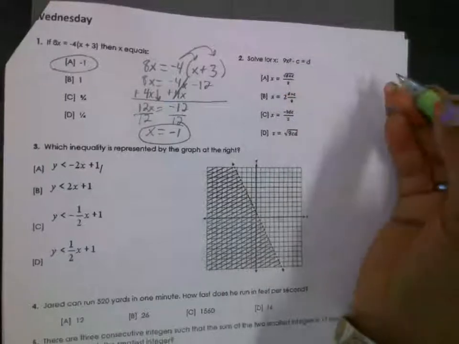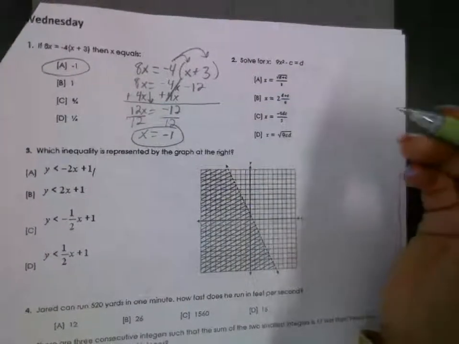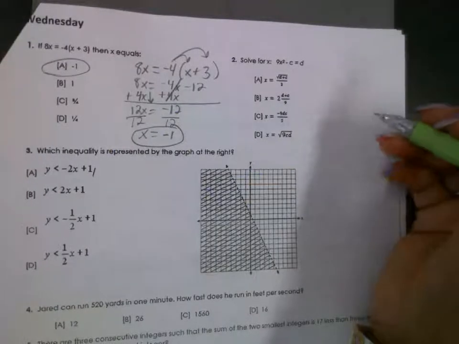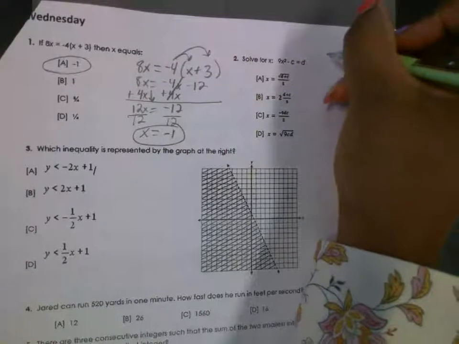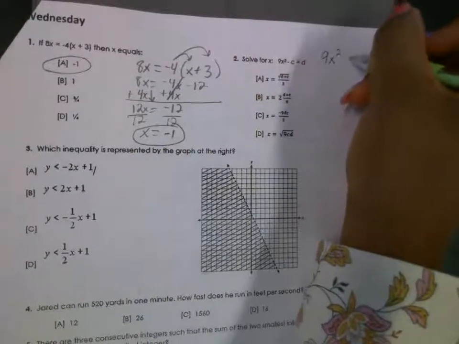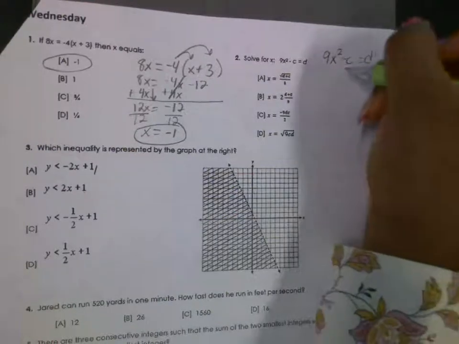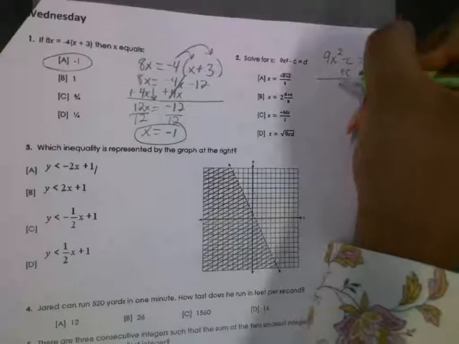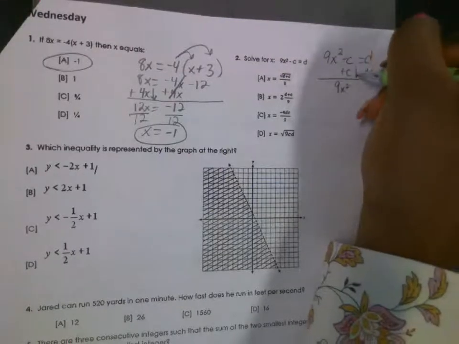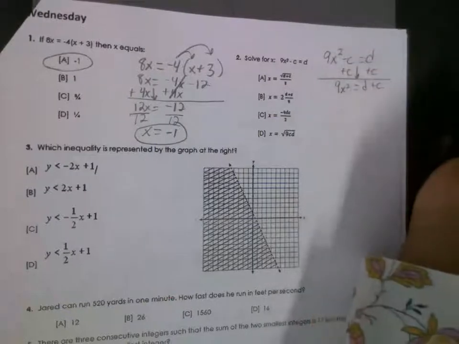All right, solve for x. This is a literal equation because you have more than one variable, so you're isolating the variable x. Okay? All right, so we got 9x squared minus c is equal to d. So get x by itself, so move the c first, right? So this gives me 9x squared is equal to d plus c, okay?